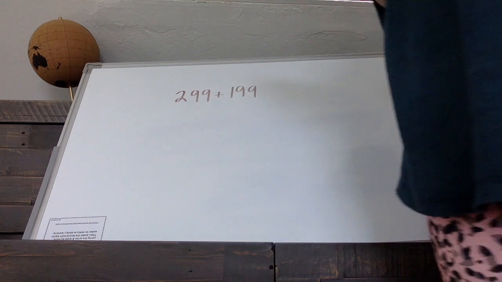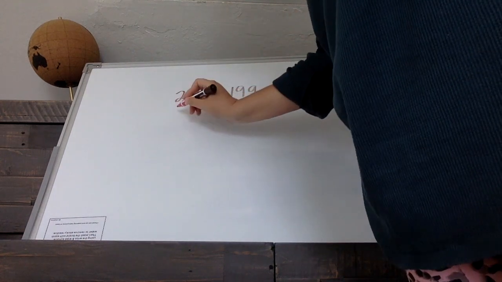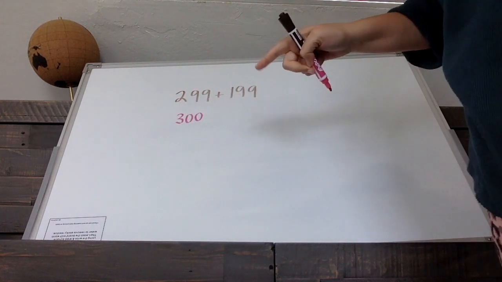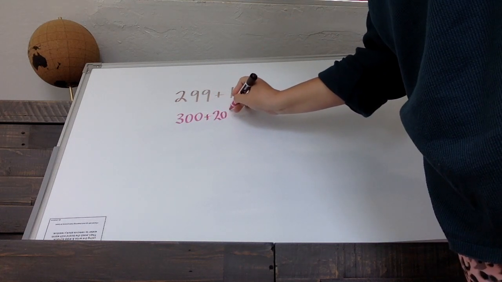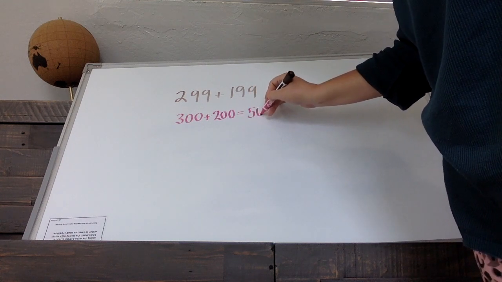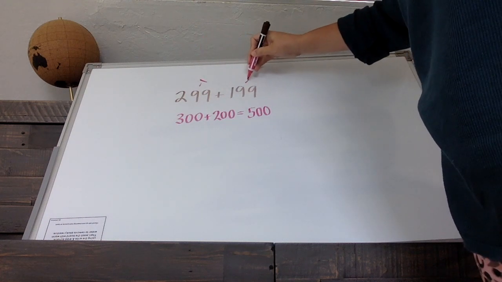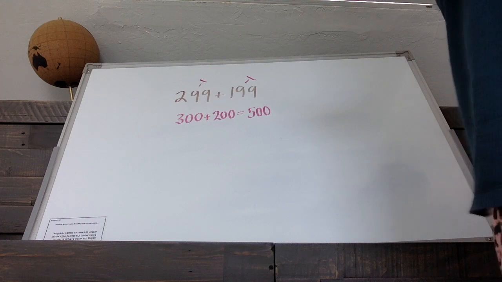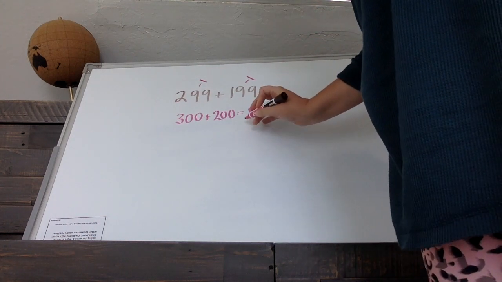I know some of you took 299 and said, that's really close to 300. And then you took 199 and you said, that's really close to 200. And you know that 300 plus 200 is 500, but we have less. So we have two less, right? So we're going to have less than 500.